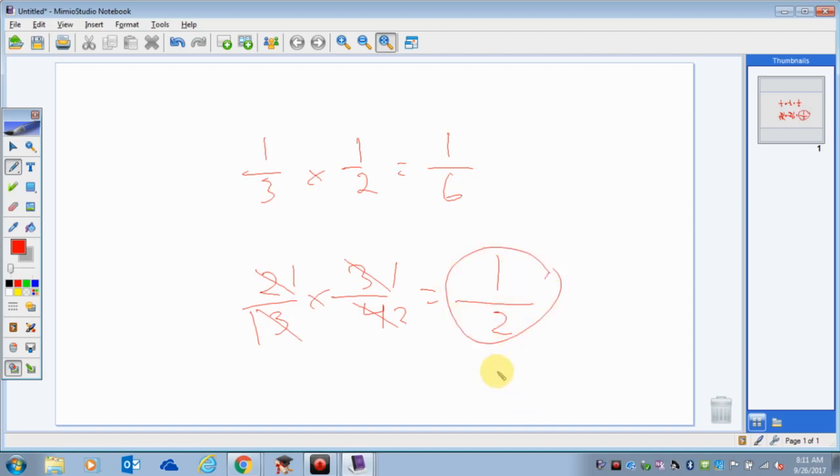So if you can use cross-reducing, do it. If it can be cross-reduced, you definitely need to cross-reduce it so that it makes your problem easier as the numbers get bigger.